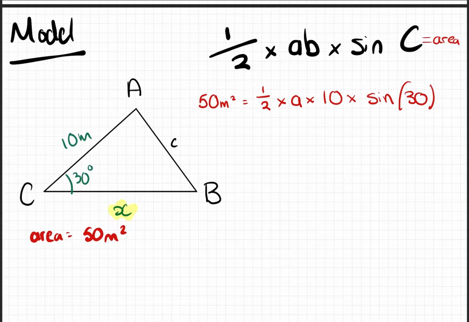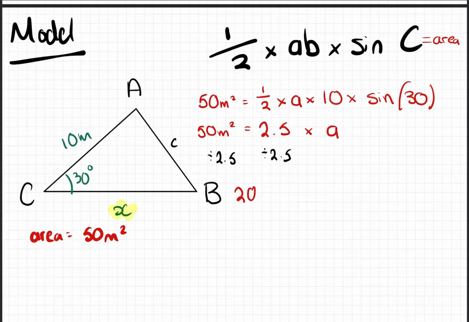So now we can plug this in, so 50 meters squared equals, well, half times 10 is 5 times sine 30, so you've got to get your calculator out, sine 30 times 5 is actually a lovely 2.5 times A. Well, we want to find out what A is, so now all I can do is divide 2.5 on both sides, and that leaves me with a lovely 50 divided by 2.5, 20 meters equals A.